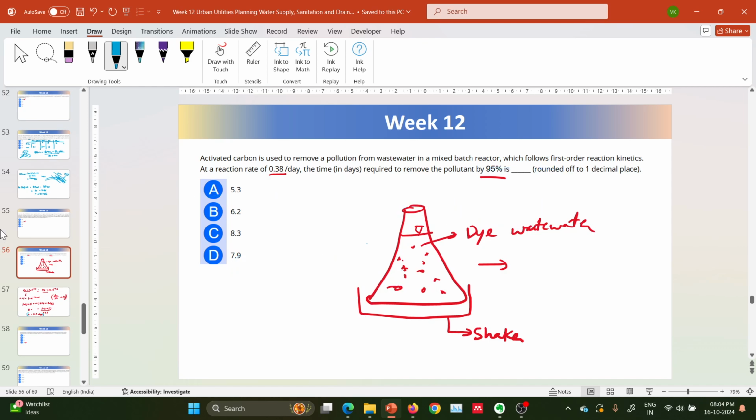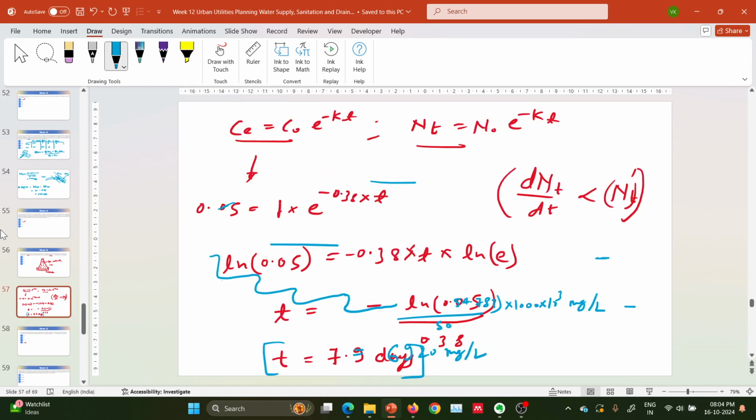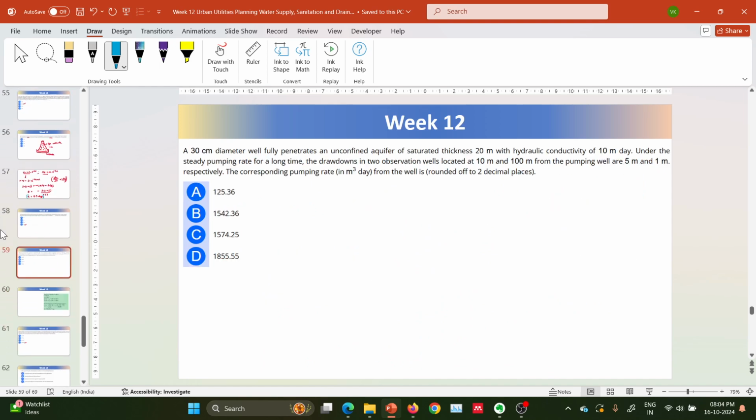So the question is, to remove the 95% of the color, you need to shake it in the mixed batch reactor for around 8 days, and you can see the dye color has been removed. But there are so many things that we need to discuss later. Here we have one more question.